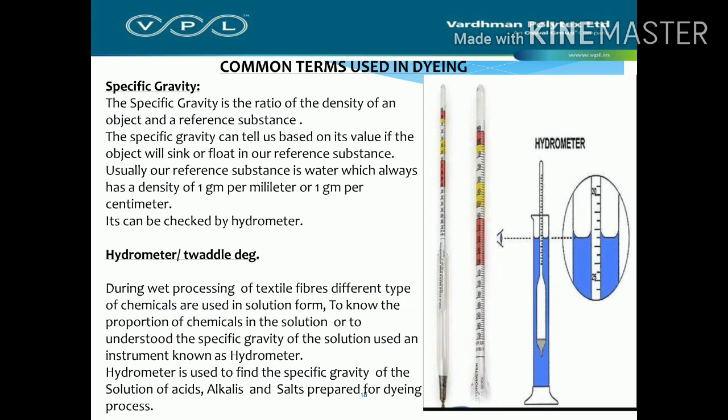During the wet processing of textile fiber, different types of chemicals are used in solution form. To know the proportion of chemicals in the solution or to understand the specific gravity of the solution, we use an instrument known as a hydrometer. Hydrometer is used to find the specific gravity of the solution of acid, alkalis, and salt prepared for the dyeing process. Specific gravity is very useful to know the accuracy of salt during the dyeing process, as it is mostly added manually. There are so many chances of error. It can impact the shade depth during the dyeing process if more or less quantity of the salt is added.